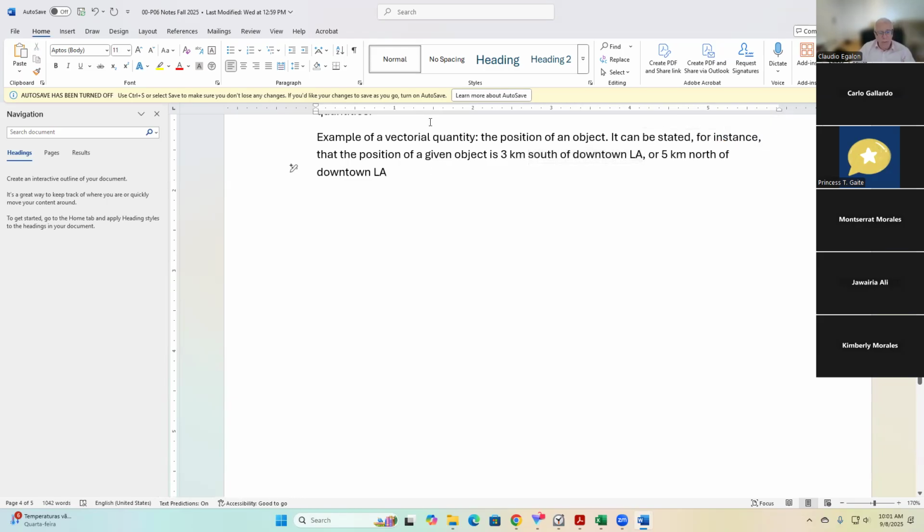Usually the south direction is considered to be the negative value, such as in the latitudes of places. Any city below the equator has a negative latitude. Any city above the equator of the Earth has a positive latitude.